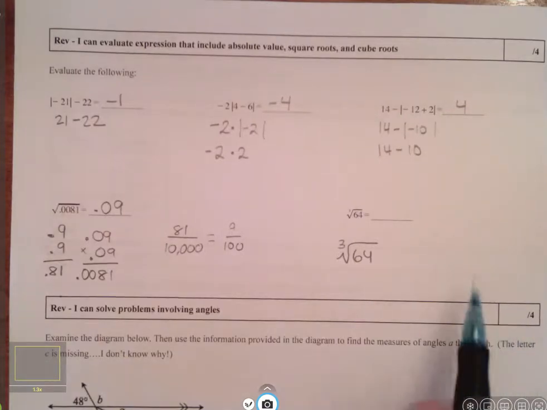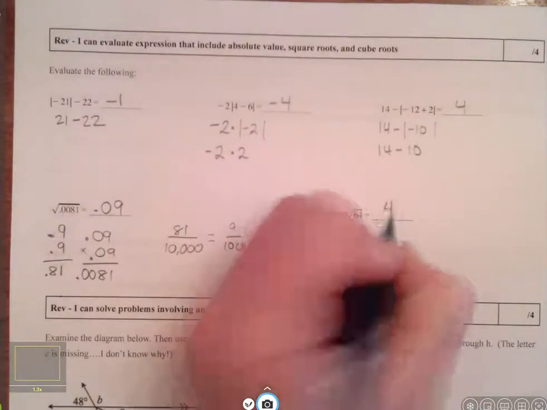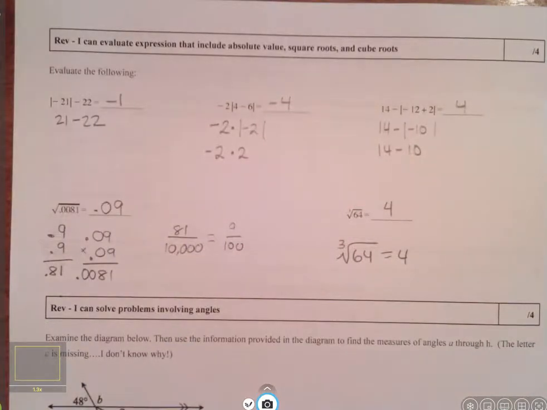So let's see. Can't be 2. That'd be 16. Can't be 3. 3 times 3 times 3 is 27. 4. 4 times 4 is 16. Times another 4, 64. Probably be a good idea to memorize your perfect cubes, okay, for the future. All right.